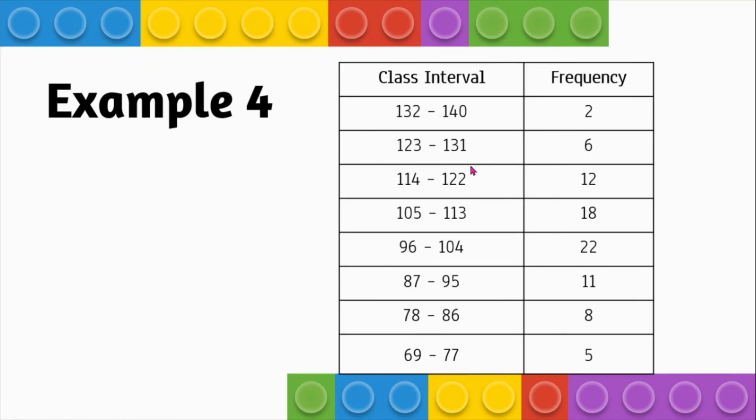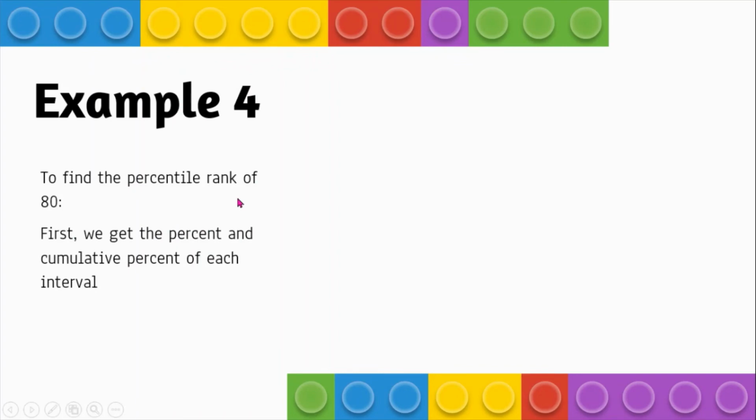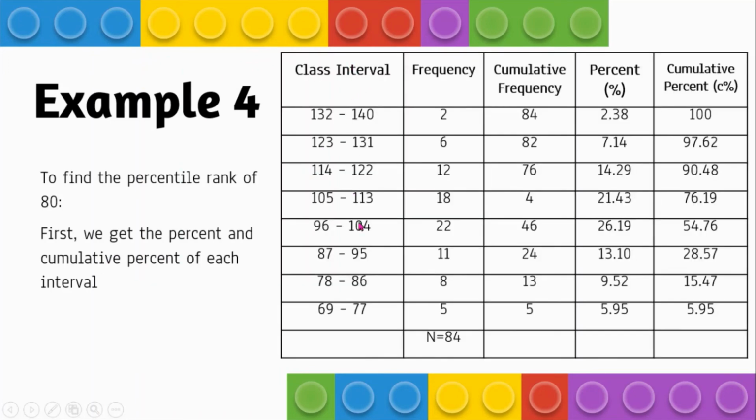Using this data or this table, find the percentile rank of 80. To find the percentile rank of 80, first we get the percent and the cumulative percent of each interval. So we have this table: the class interval, the frequency, the cumulative frequency, the percent, and the cumulative percent. How do we get this percent? Same with example 3, that is just 2 divided by 84 times 100. So that's 2.38. 6 divided by 84 times 100, that's 7.14.